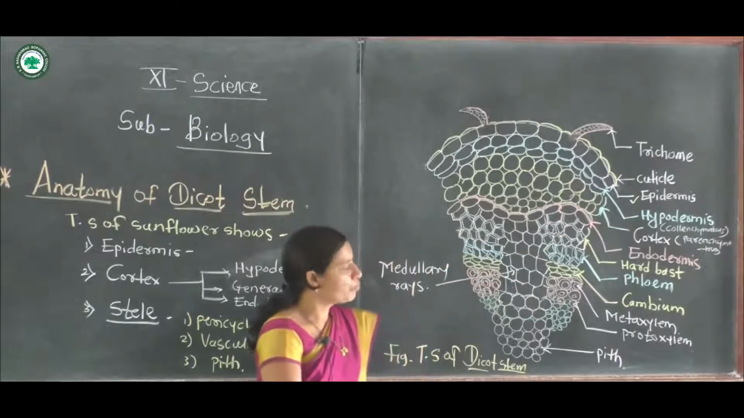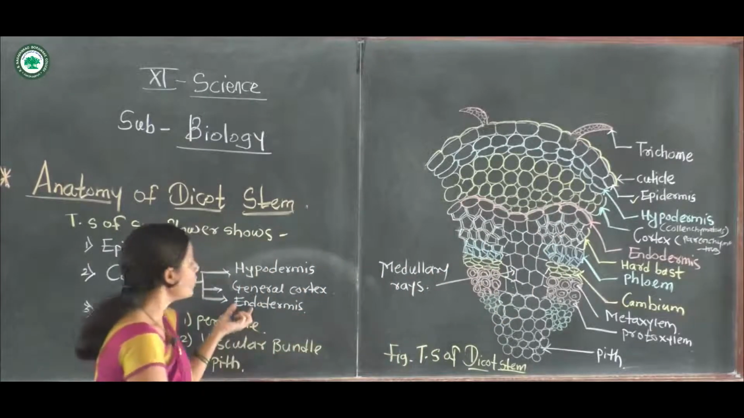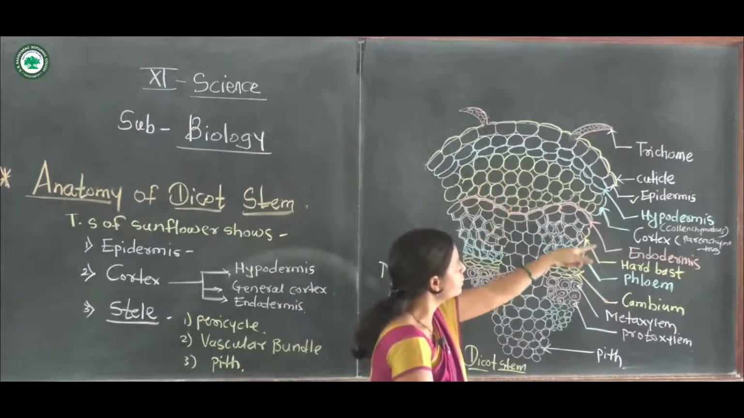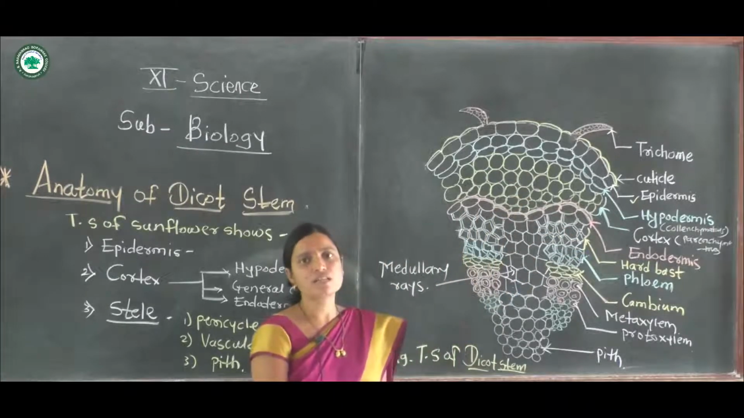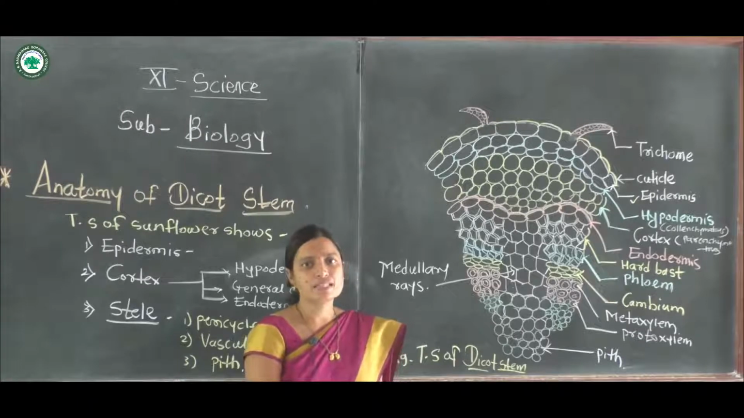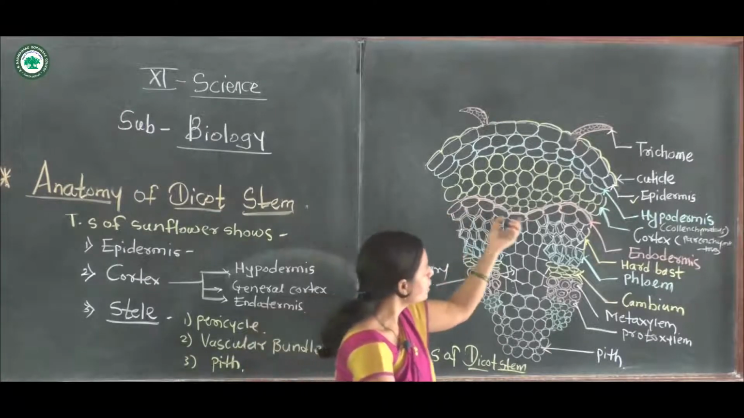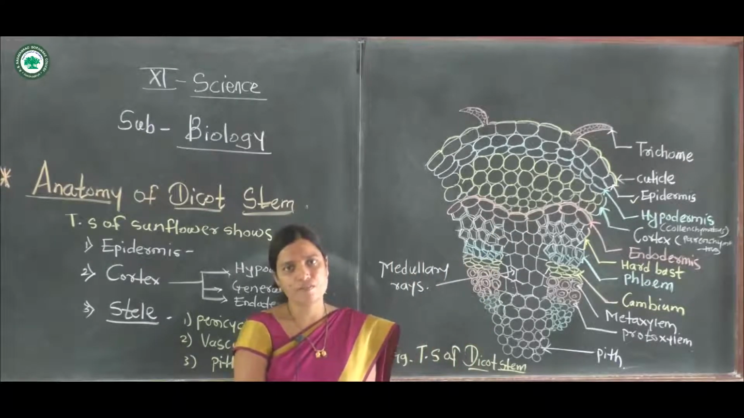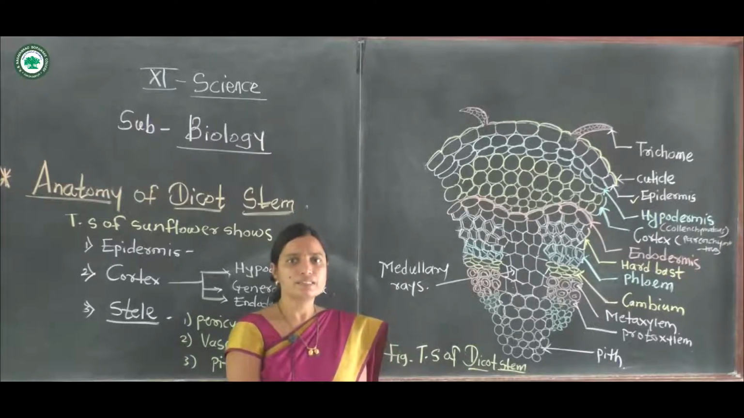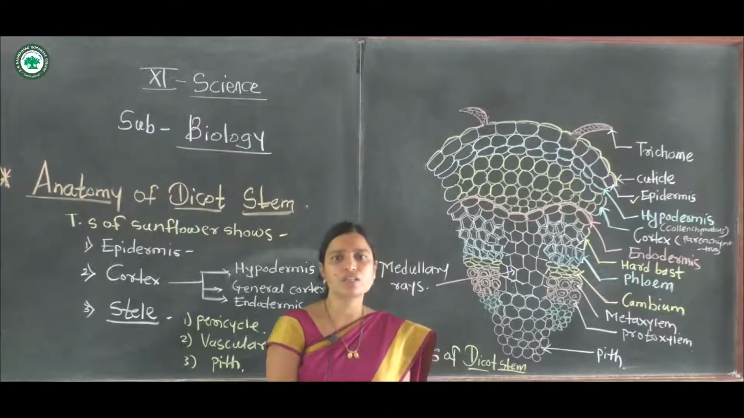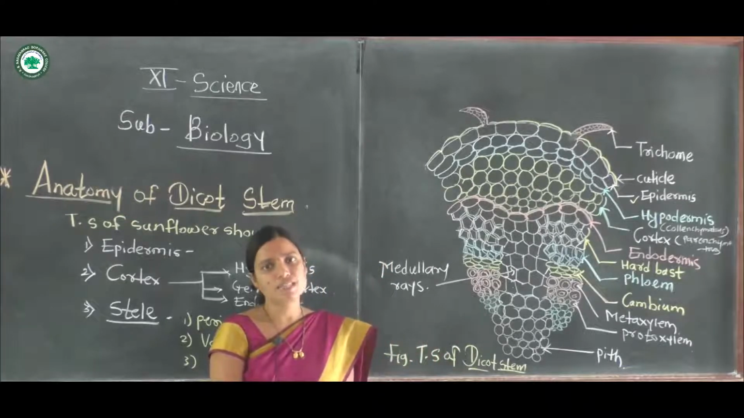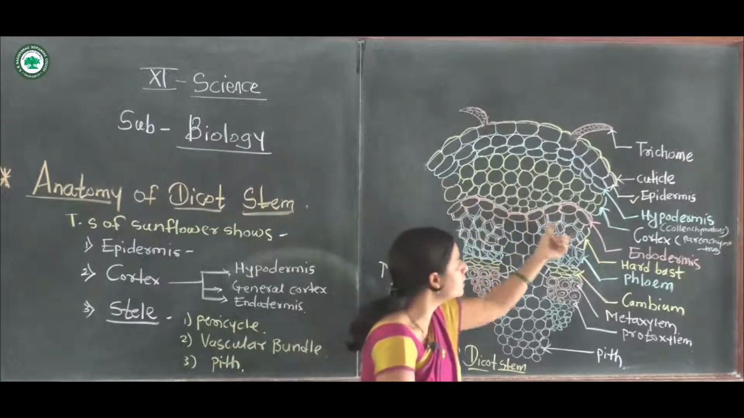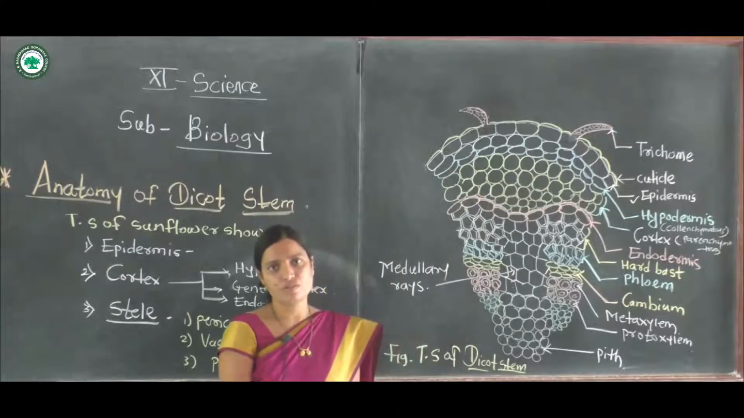Now the next part of the cortex is the endodermis. The endodermis is present below the general cortex region, and it is a single-layer structure. In the endodermis cells the Casparian strips are present. This waxy strip is made up of suberin, and the endodermis cells are barrel-shaped.